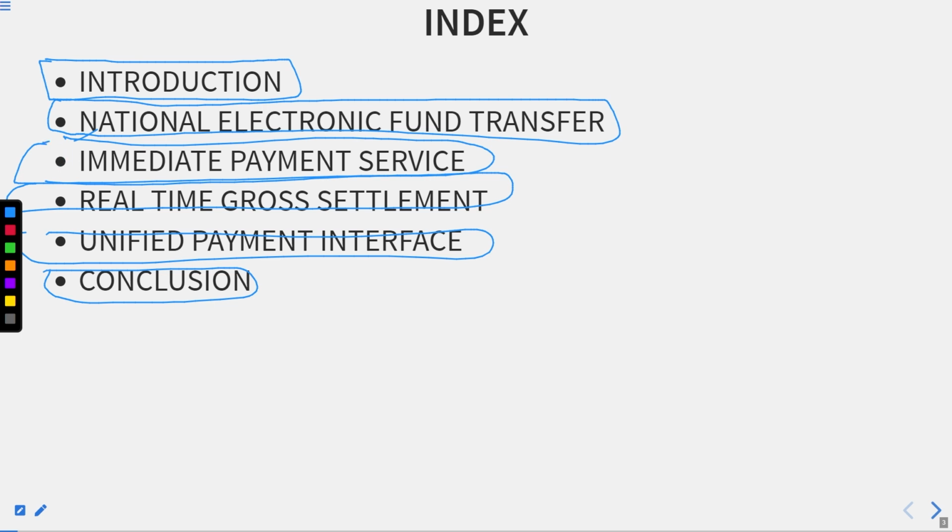So far, if we talk about the completion, we have done the introduction part. We have done the National Electronic Fund Transfer. And since the last few lectures, we are discussing the Immediate Payment Service. The topics we are left with are Real-Time Gross Settlement, Unified Payment Interface, and the conclusion. So this is the picture we have created so far. I hope that you have revised the previous lectures well enough before you came for this lecture, as so many times I have told you, it is for your own benefit.